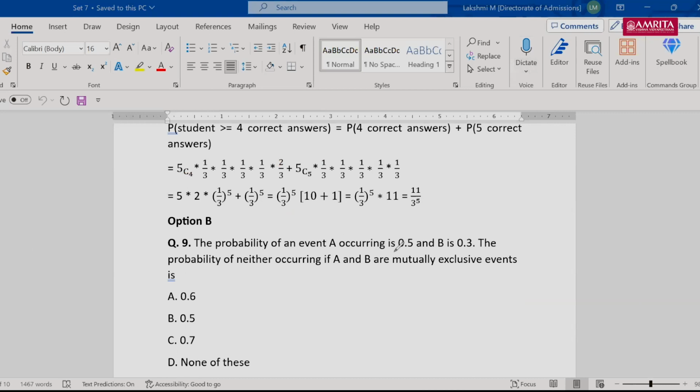Probability of an event A occurring is 0.5 and event B is 0.3. There is a clue. The probability of neither occurring, that's what we need to find. And they have given the clue: A and B are mutually exclusive events. It is given that A and B are mutually exclusive events. This is something that's very important.